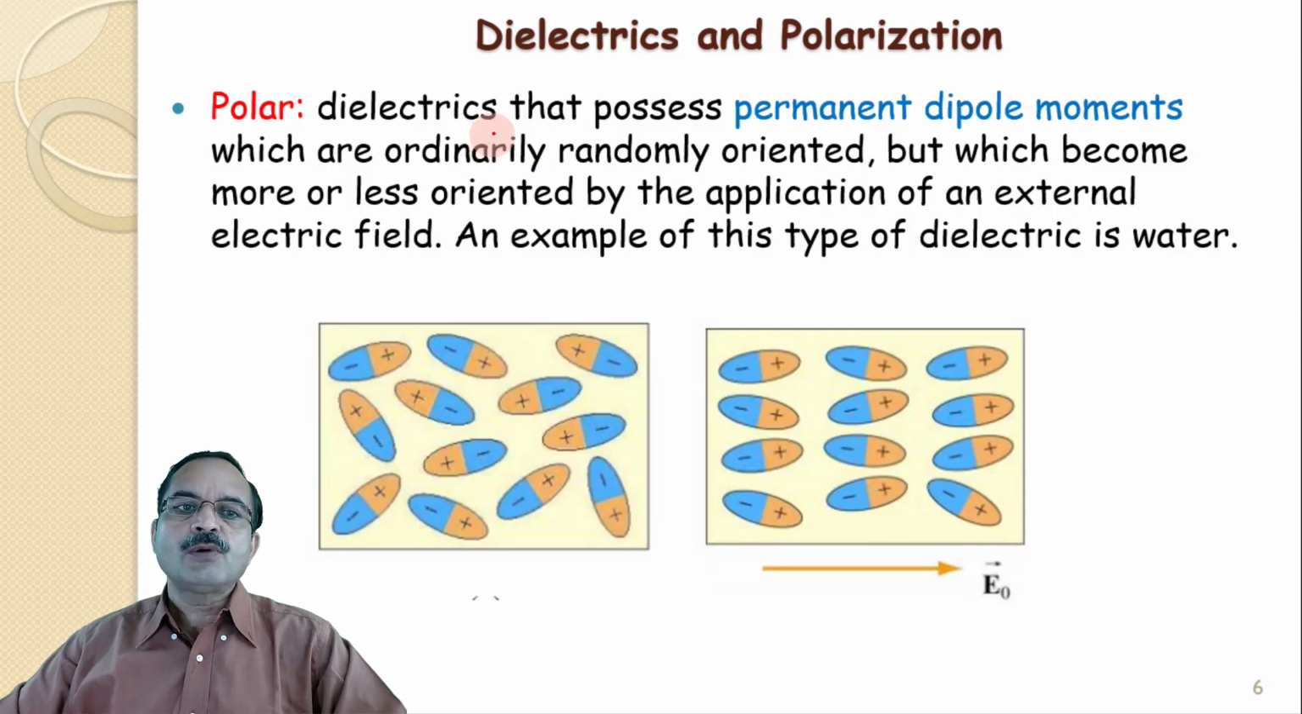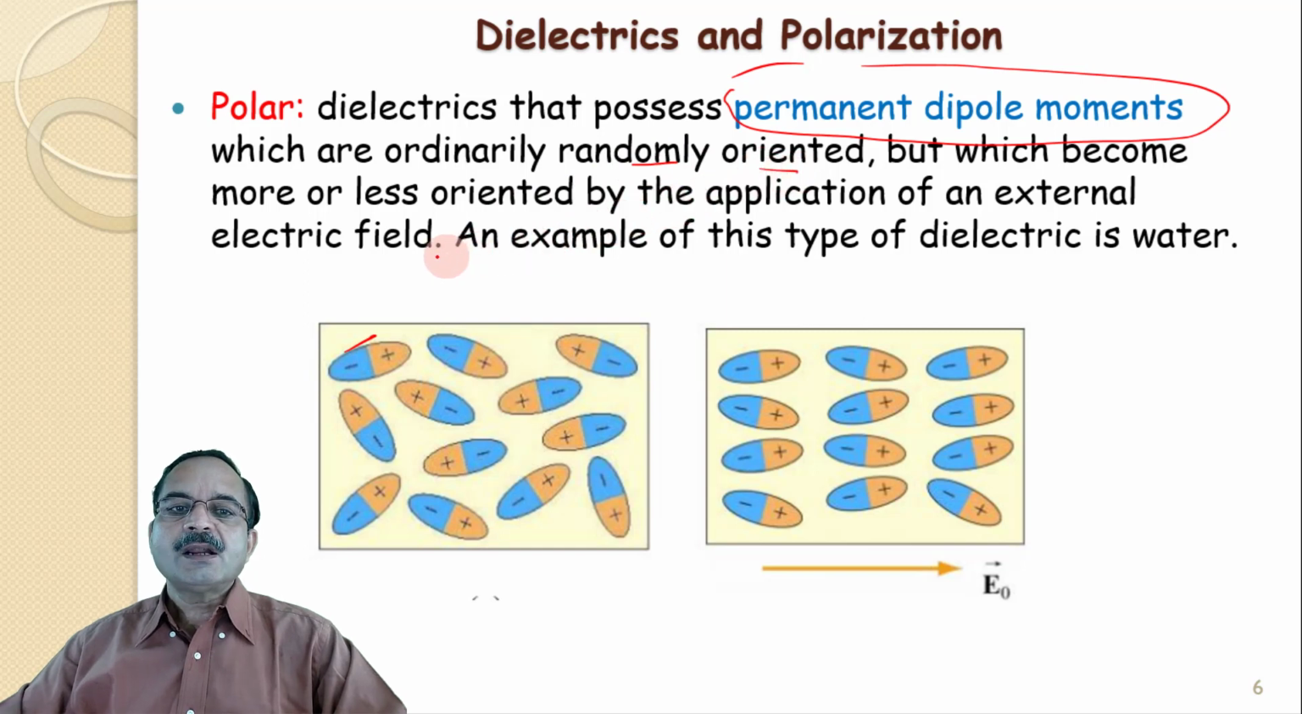Whereas in the case of polar materials or dielectrics, there are permanent dipole moments. As you can see in this diagram, there are permanent dipole moments, but they are randomly oriented. When some external electric field is applied, these dipoles get oriented in the direction of the externally applied electric field. For example, a material like water.